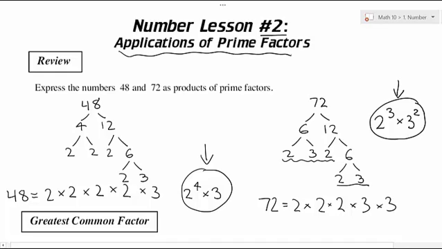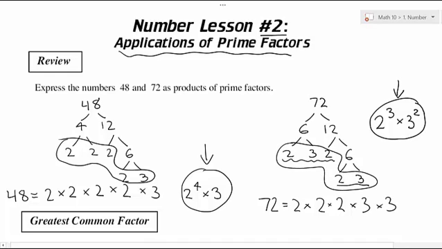Now I've got two numbers here, 48 and 72, and I've made the prime factorization. I found all the prime numbers. So the prime numbers of 48 are right here. The prime numbers of 72 are all right here. If you need to know how to find the prime factorization, you've got to go to another lesson. You can go to number lesson number 1, and I go through that. But here we're going to be talking about the greatest common factor.